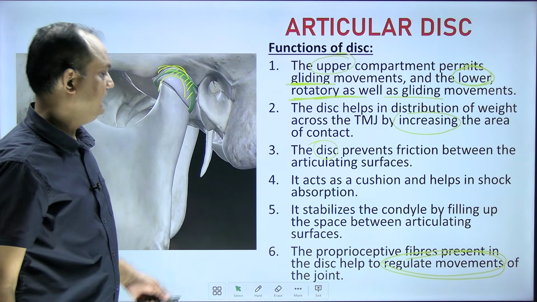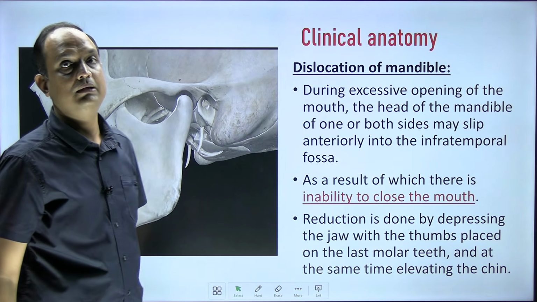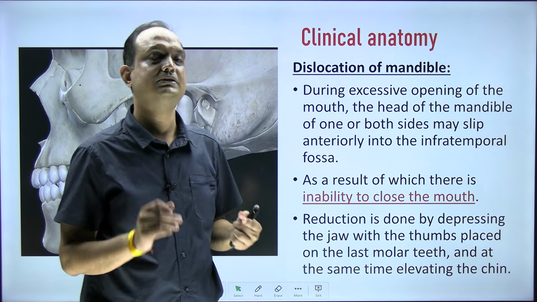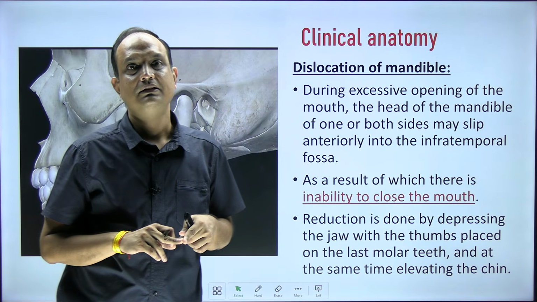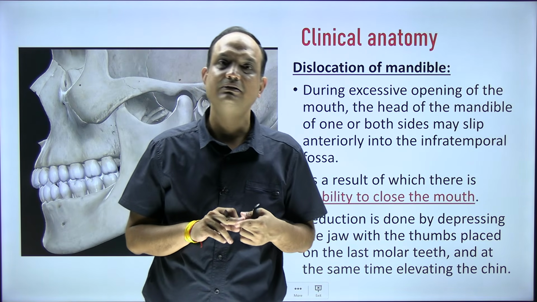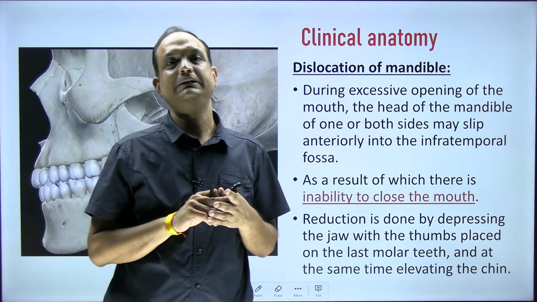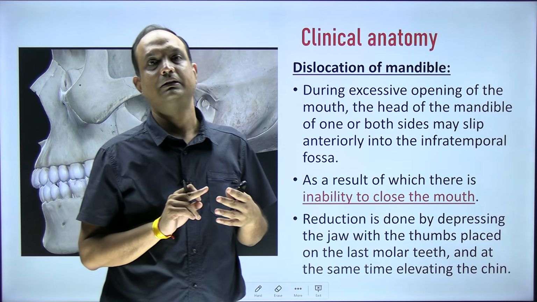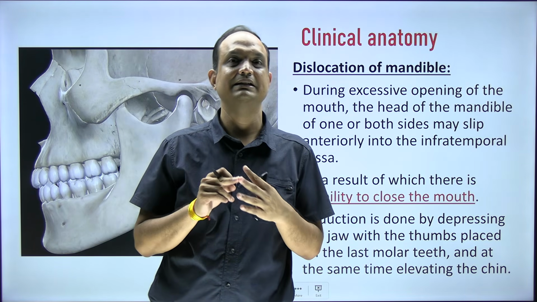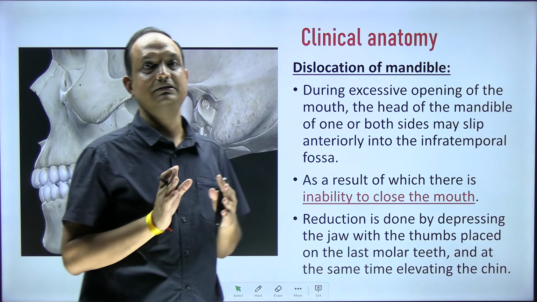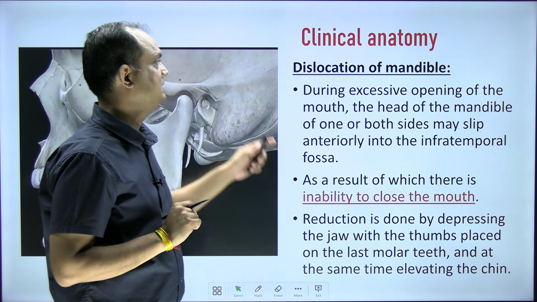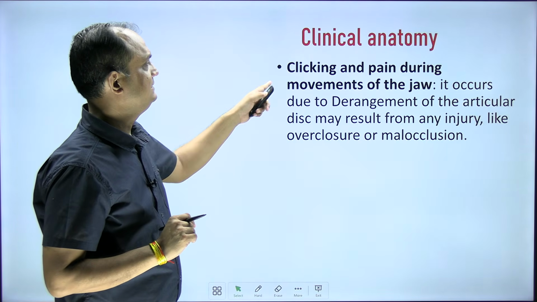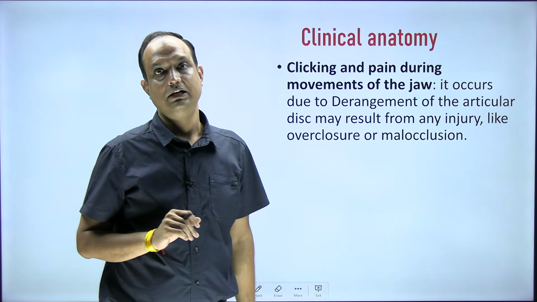So when you are writing the structure of the TM joint, you have to start from your articular surfaces, then write down the ligaments of the joint, explain the capsule, explain the structure of the articular disc and accessory ligament, and lastly write down the two very important clinical aspects: one is the dislocation and second is the clicking sound in the TM joint.